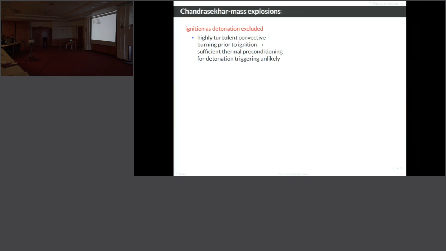The first reason you could give: we discussed the pre-ignition convection yesterday. So the ignition of burning happens in a highly convective environment, in a very turbulent environment. So it's hard to believe that there will be sufficient thermal preconditioning in order for a detonation to trigger by the Zeldovich gradient mechanism. For instance, you would have to have a very smooth and shallow temperature gradient, and it's hard to see how this could work in such an environment.